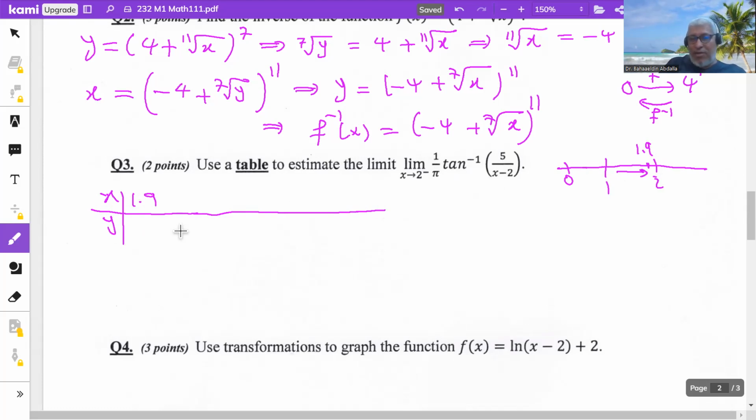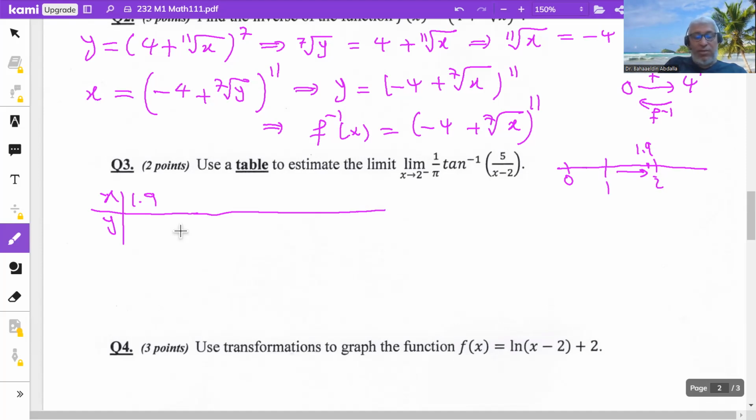You go to the calculator and enter this function. 1 over pi. You can write pi as it is, shift pi. Then times tan inverse. You have to make sure that you are in the radian mode, so shift mode and choose the radian mode. With any inverse functions in this course, you always need radian mode, so please make sure that your calculator is always on radian mode. Then write tan inverse, a fraction, 5 over, and replace x by 1.9, 1.9 minus 2, and let me see the answer.